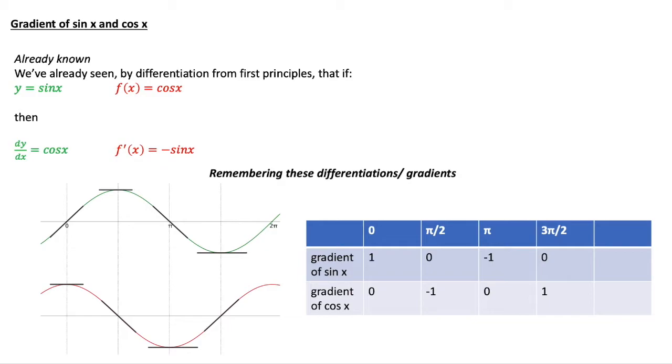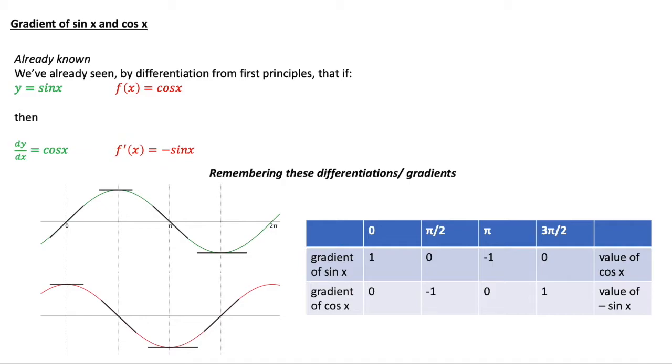For cos, we can see that at 0 we have a gradient of 0. At pi by 2 we have a gradient of minus 1. And then at pi we have 0 again. And at 3 pi by 2 we have a gradient of 1. And so what we can see by comparing the graphs is that the gradient of sine x is equal to the value of cos x.